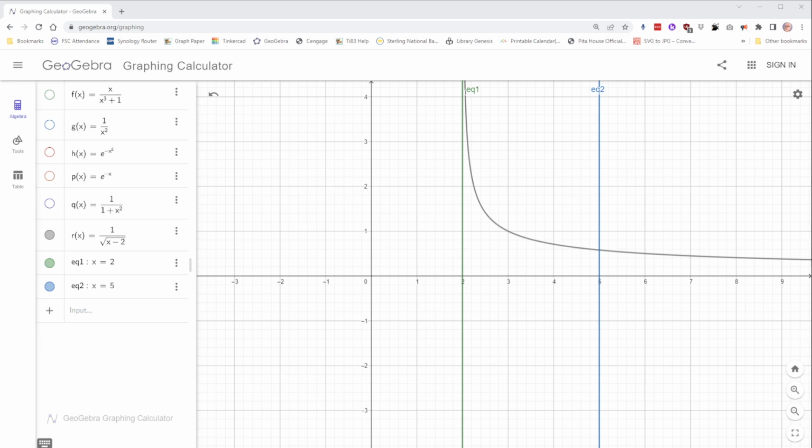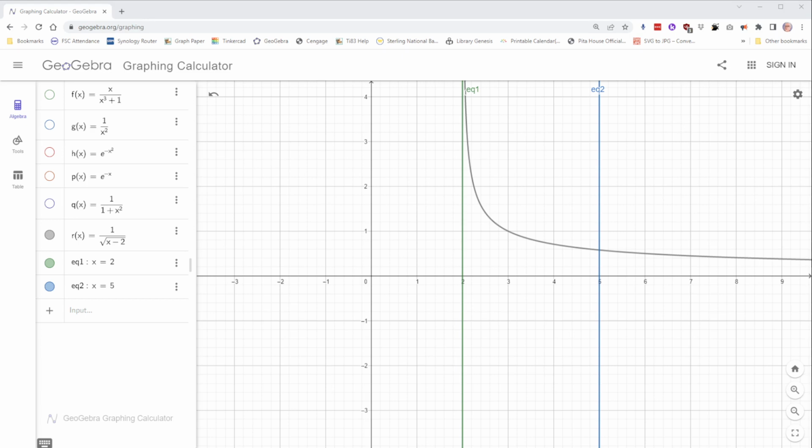If we take a look at the graph of this situation, here is the equation 1 over the square root of x minus 2. The left-hand bound at 2 is an asymptote. The right-hand bound is finite. So you need to recognize that what you have there is a left-hand bound that is infinite.